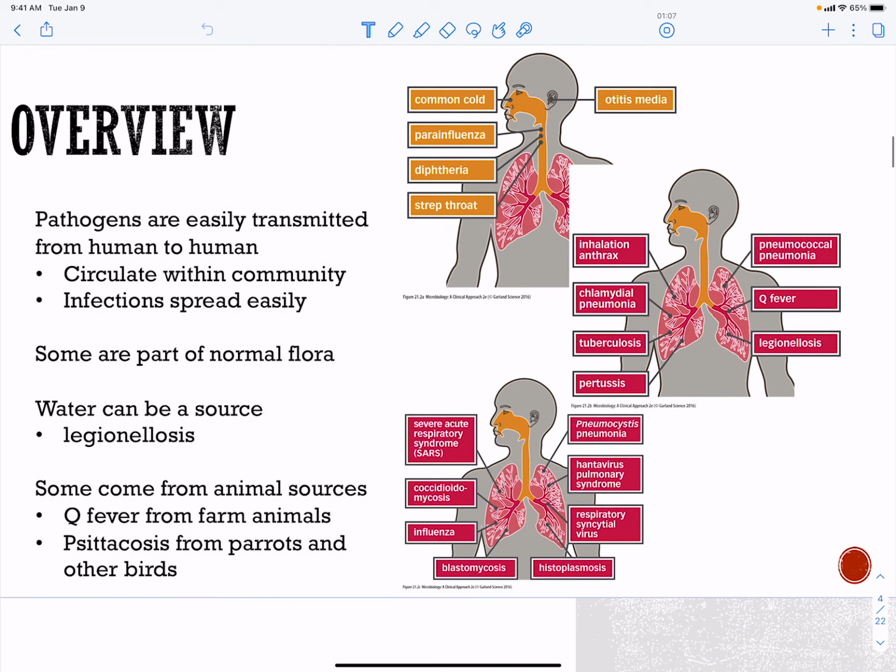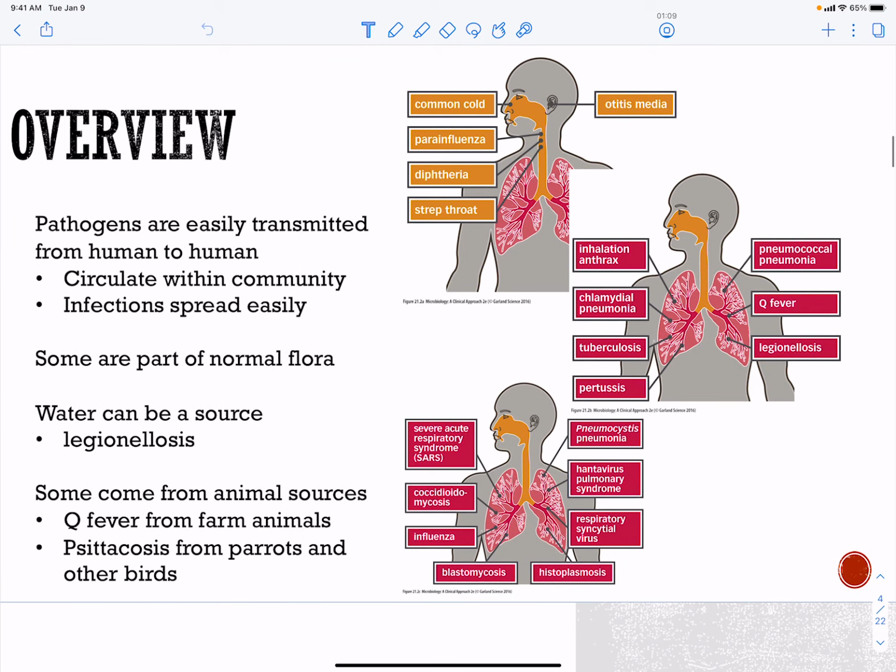And so pathogens are going to be very contagious if they can infect your respiratory tract. They're going to be easily transmitted from person to person with few exceptions. Now, these are typically going to be communicable diseases, and some of our more famous infections are respiratory tract infections, such as influenza, and now, of course, SARS-CoV-2.